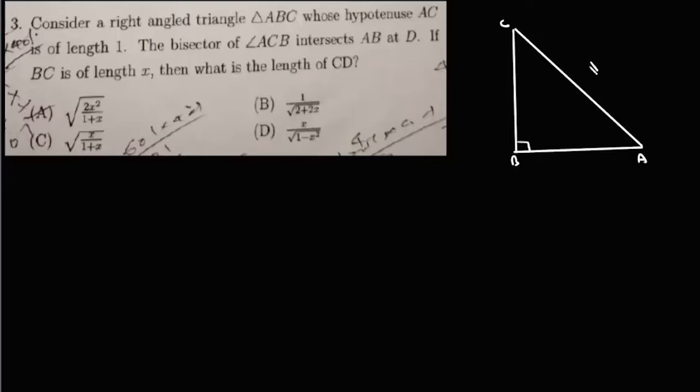Now it says bisector of angle ACB. So we are talking about this angle. And this is D. Now suppose this angle is theta and this angle is also theta, and length of BC is X. We need to find length of CD. Now cos 2 theta will be simply X. Now cos 2 theta is 2 cos square theta minus 1, which will be equal to X. So we can write cos theta as simply under root of (X plus 1) by 2.